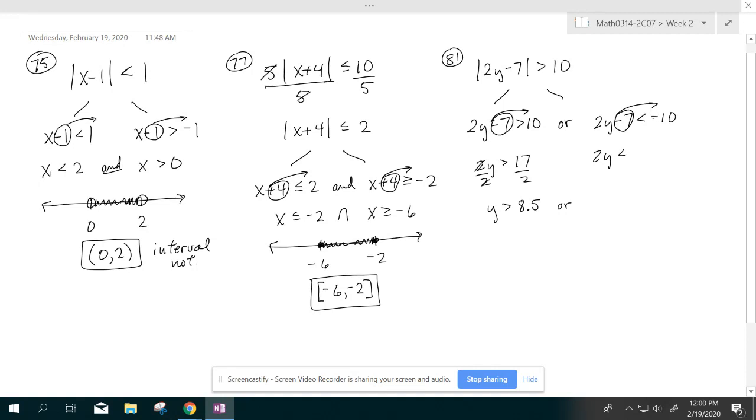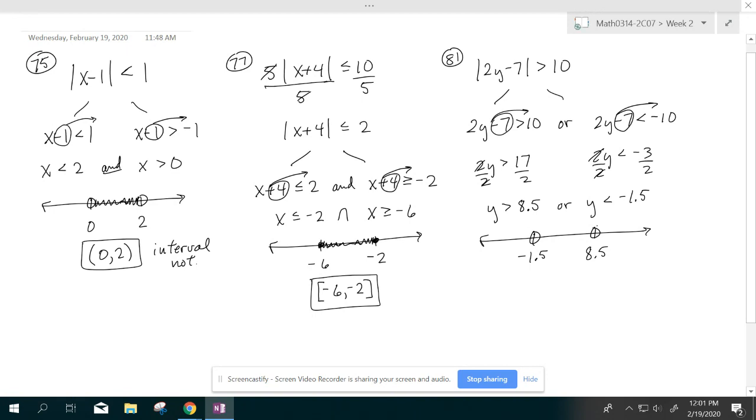Next one, -7 comes over. That's going to be -10 plus 7, which I think is -3. Divide both sides by 2. y is less than, and we're going to go with the decimal again, okay? Any questions? Okay, on the number line, I've got -1.5, positive 8.5. Open or solid? Open or solid? Open.